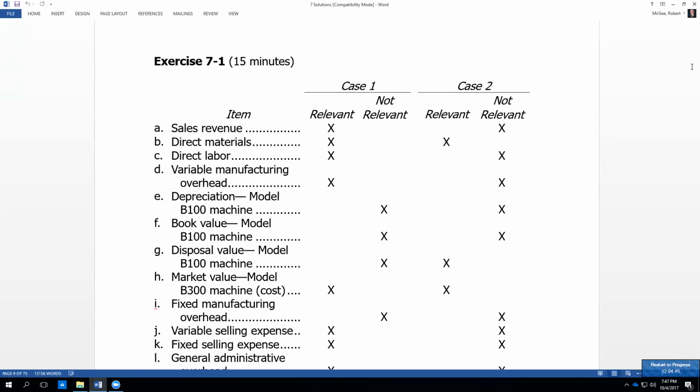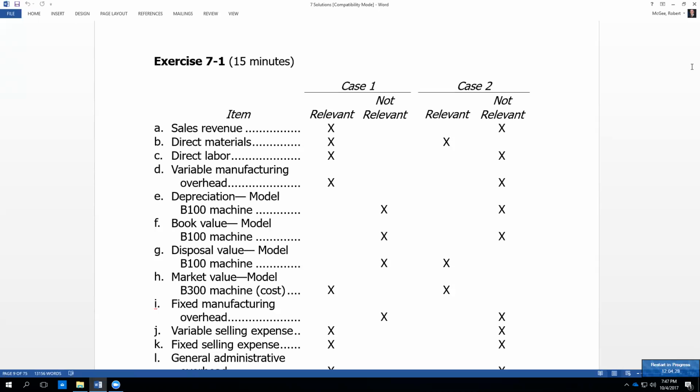Part H, market value of the B300 machine, that's relevant because they either buy it or they don't. And so that would be different between alternatives. If it's different between alternatives, it's relevant. So that's H.